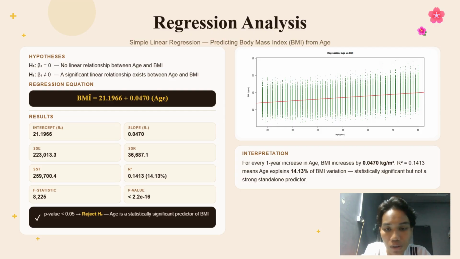However, since R squared is only 14.13%, age alone is not a strong standalone predictor. Other factors such as diet, physical activity, and genetics likely contribute more significantly to a person's BMI.